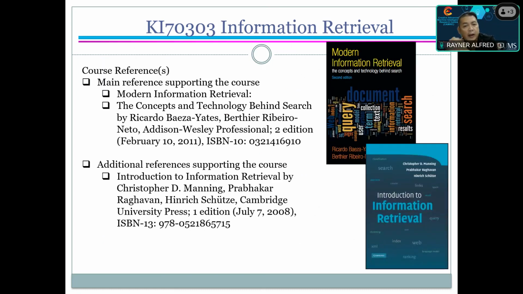If you have the budget, you can buy this book. Modern Information Retrieval can be easily obtained from the Google bookstore. This is a very thick book, like this thick. I have the book, but you can easily get the ebook or buy it online. Another alternative is the second book here, Introduction to Information Retrieval by Christopher Manning. So these two books are highly recommended for this course.